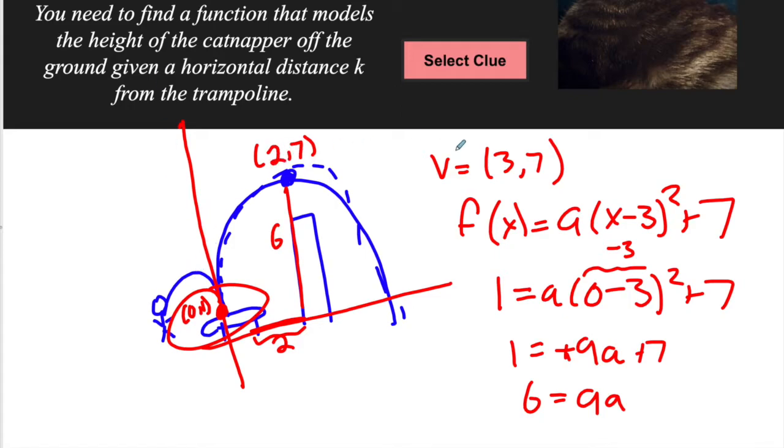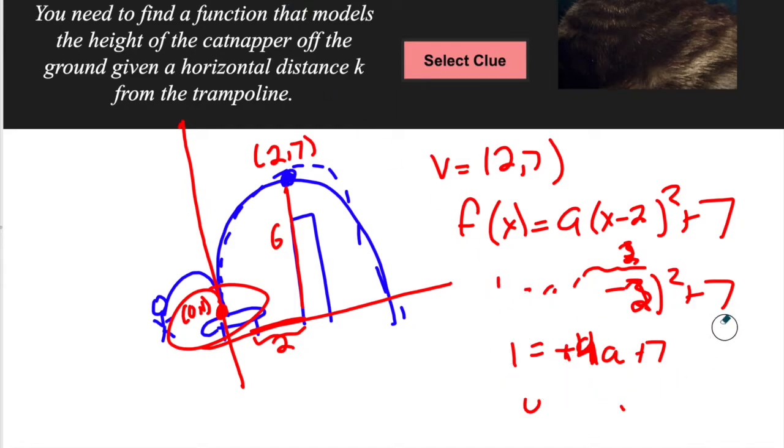So it should be 2, 7. I was going to say, things don't seem to be working out. All right, so sorry. So let's take this back a second. My apologies. So our vertex is 2, 7. So I have x minus 2 squared plus 7. So I have 0 minus 2 squared plus 7. The difference is 2. So I have 4a here because you're squaring 2, not 4.